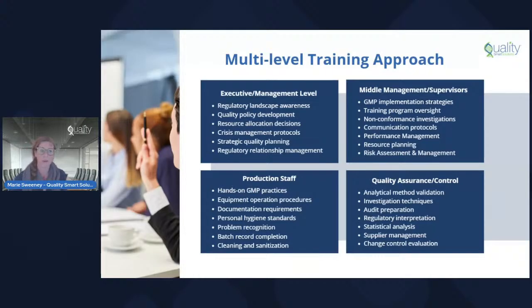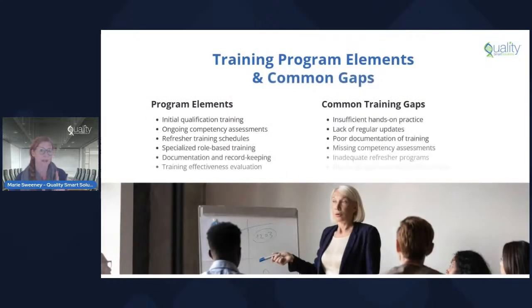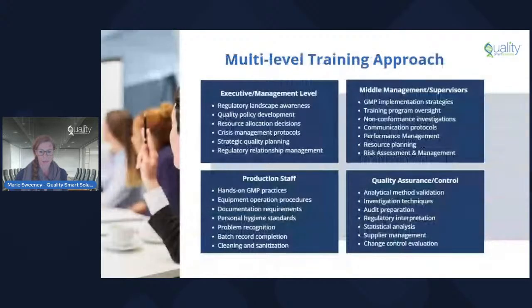And then we're looking at documentation and record keeping: training matrix, competency assessments, continuous improvement tracking, pre and post training assessments, on-the-job performance monitoring, error rates, trending and analysis of those error rates, and employee feedback collection. If your training program isn't working, you need to address how to make that better, and your employees will let you know if they don't feel like they have learned appropriately.